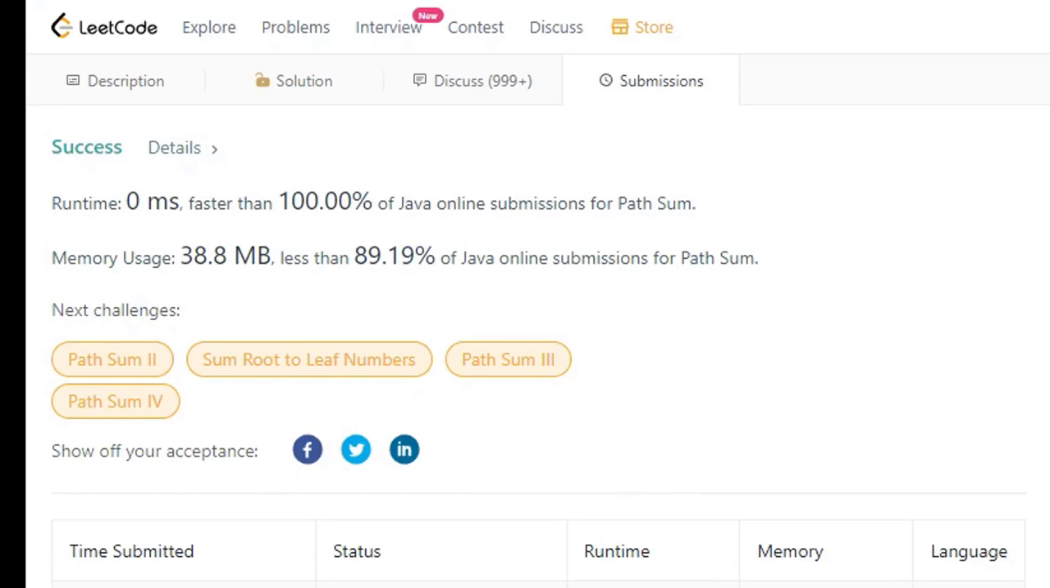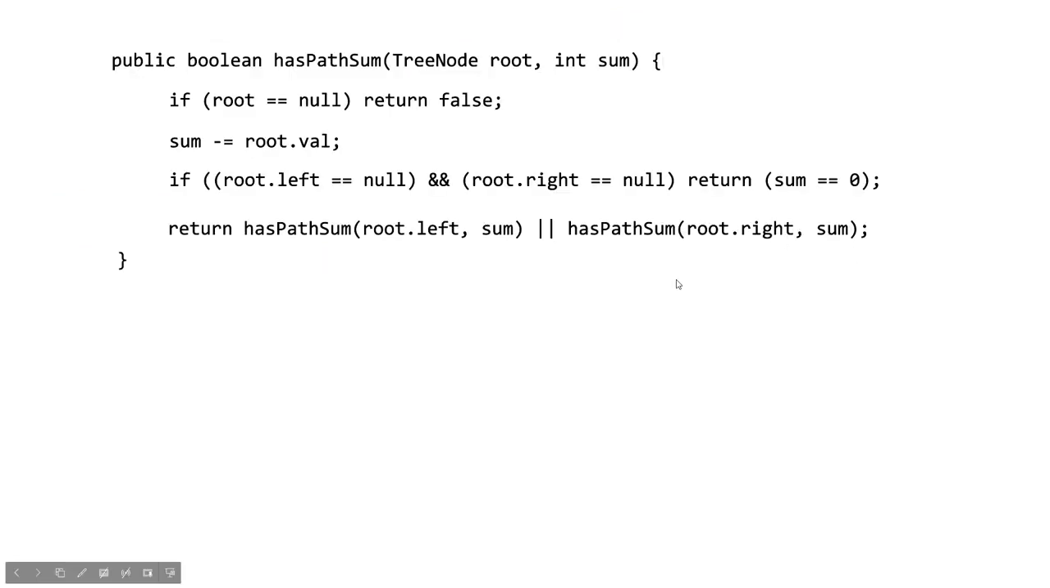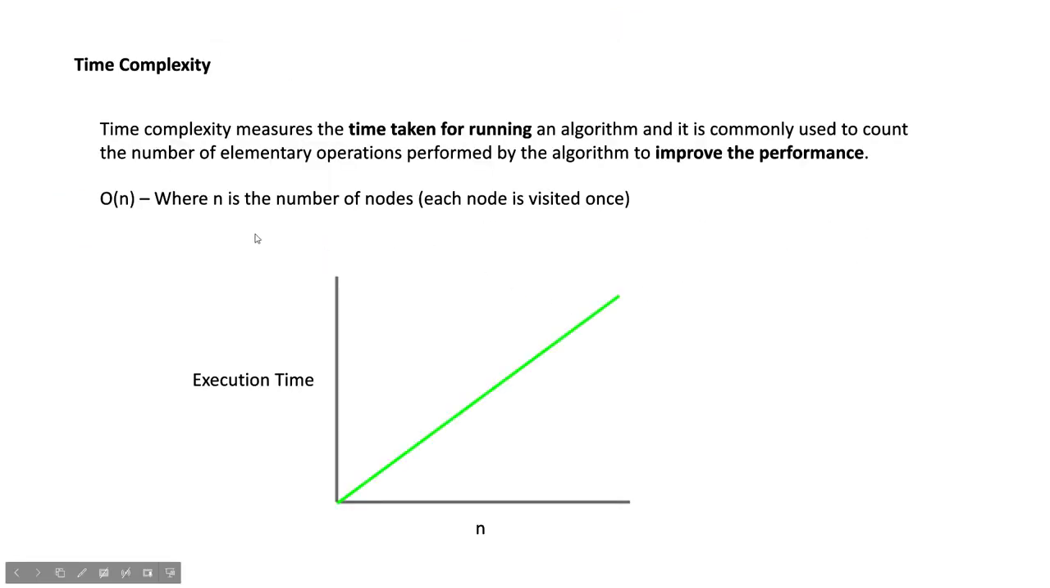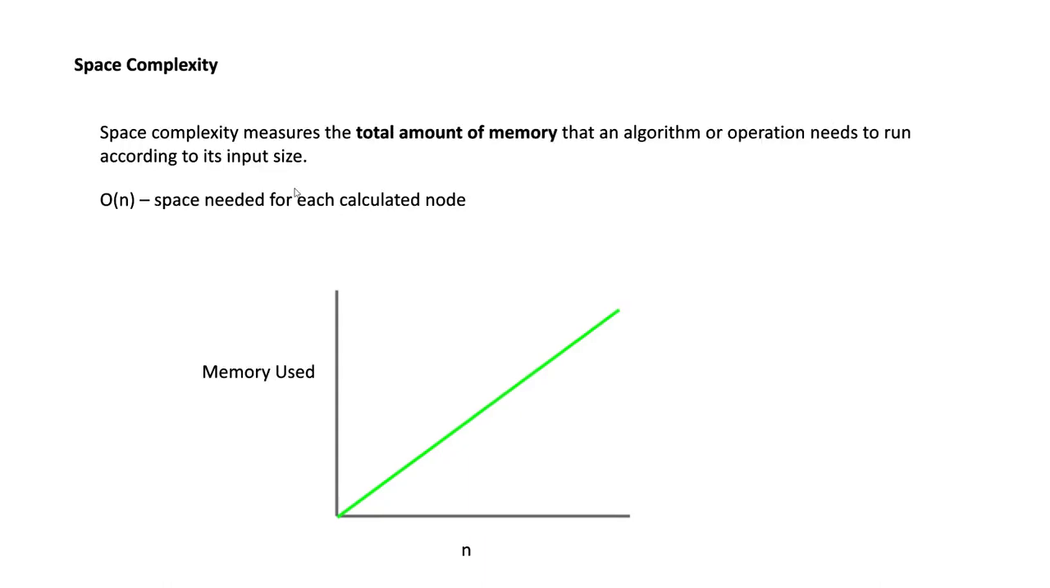Alright, so the last thing we'll go through here is space and time complexity. So this is O of n, where each node could be visited once. A worst case scenario would have to go through all the nodes. So as you get more nodes, it takes longer to go through them. Space complexity is also O of n, the space needed for each of those nodes. As you get more nodes, you need to take more space. And that is pretty much it.